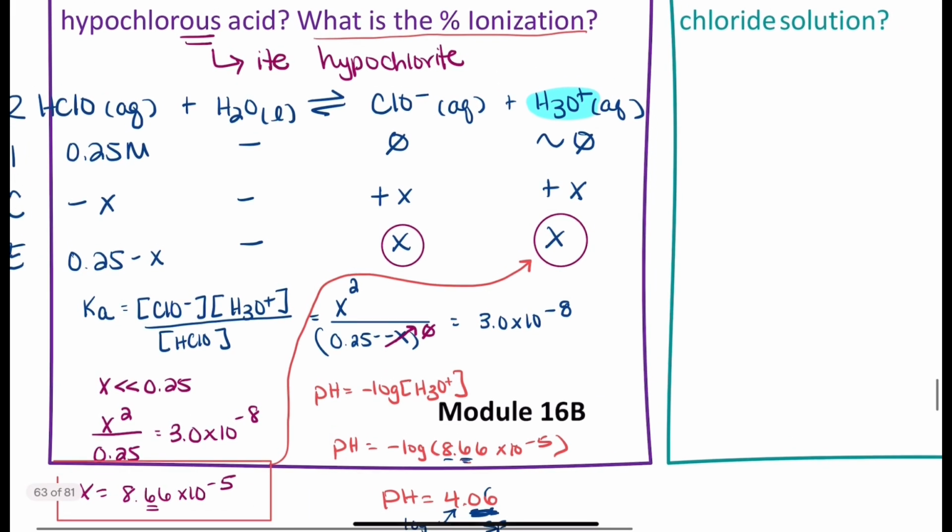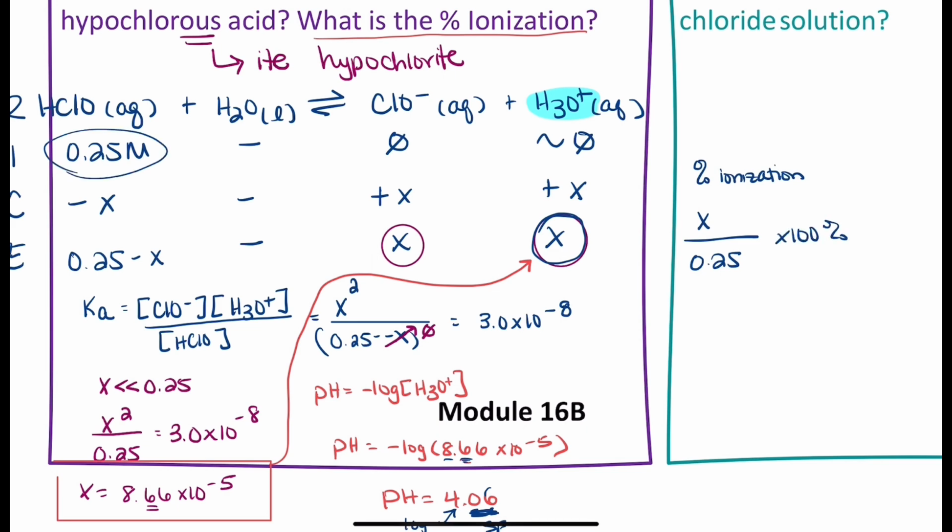I haven't actually checked my 5% rule though, but this goes along with the percent ionization. It's done the exact same way. So percent ionization, you take how much you've dissociated. So again, X is representing how much dissociated, how much broke apart, divided by 0.25. Why 0.25? Because that's what I started with, times 100. This is the exact same way you check the 5% rule too, which is just convenient.